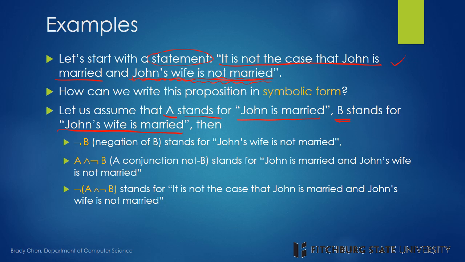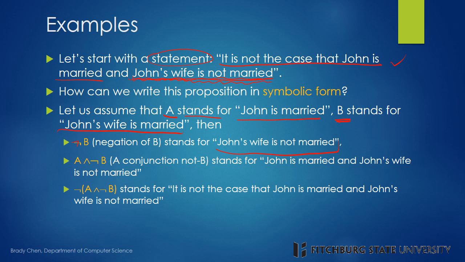But it looks like we can use one of the operations called negation to build another statement. That's John's wife is not married, right? That's part of this bigger statement. So then we use negation. Negation of B stands for John's wife is not married.